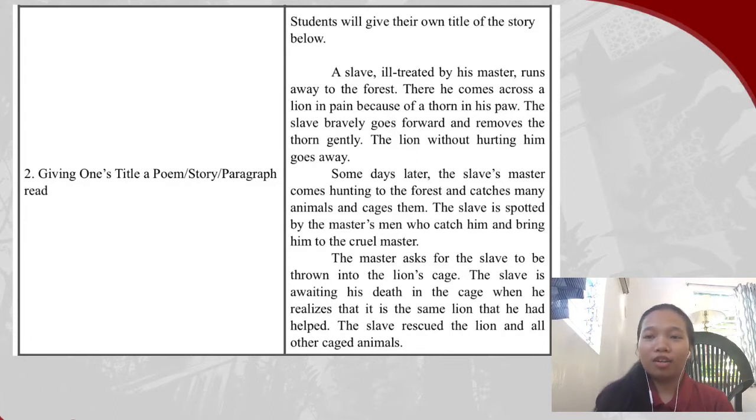Activity because, as we all know, we have different kinds of students. So in here, we will know their creativity, and giving a title to a short story will let us know how they formulate or stimulate their creativity.